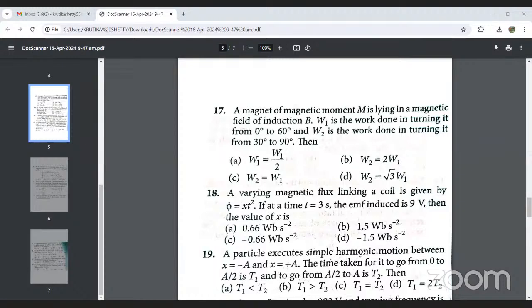See, a particle executes simple harmonic motion between x is equal to minus a and x is equal to plus a. The time taken for it to go from 0 to a by 2 is t1 and to go from a by 2 to a is t2. Then, let's copy down, we will see the video tomorrow.